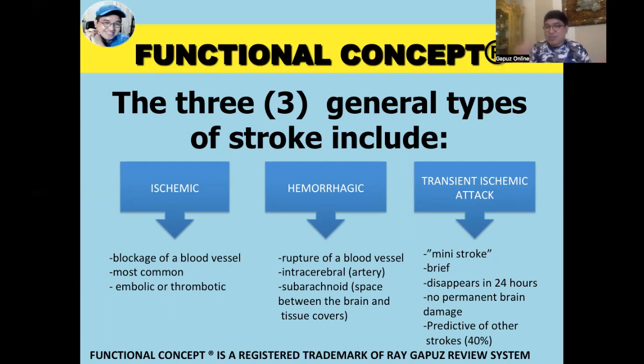However, transient ischemic attack could be predictive of an eventual stroke that could be associated with either ischemic or hemorrhagic stroke. So which means history of transient ischemic attacks could be found in patients who eventually develop full-blown stroke.